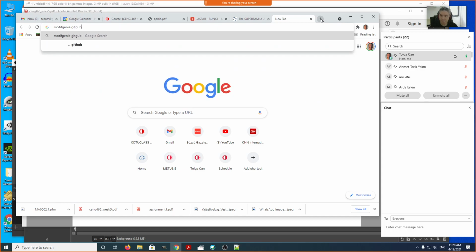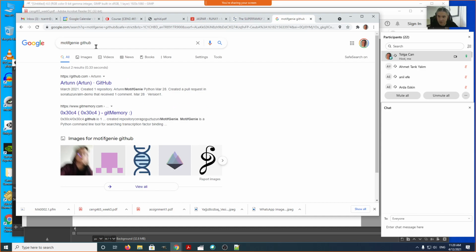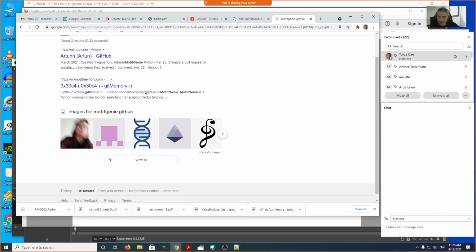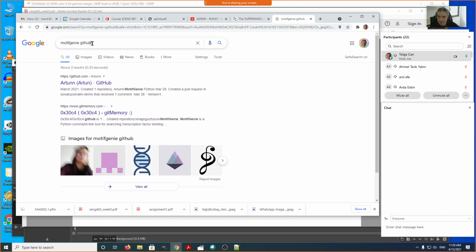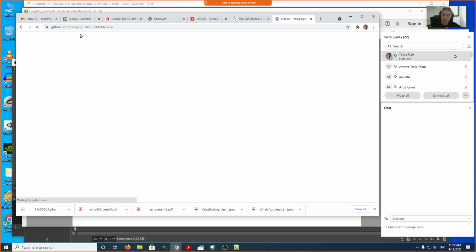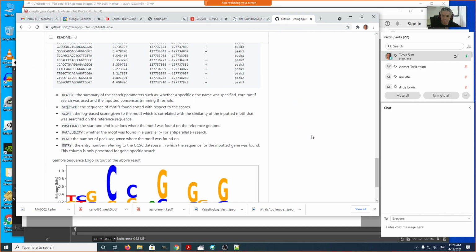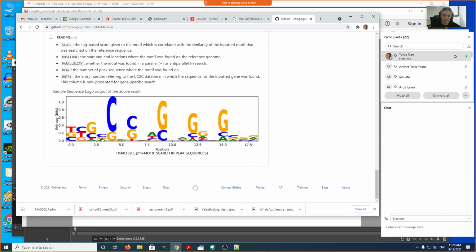Motif Genie on GitHub. Yeah, it's actually showing Motif Genie. Where is it? Yeah, it's here. So it's not even indexed by Google yet. But let me just show you the logos here. So we generate something like this.